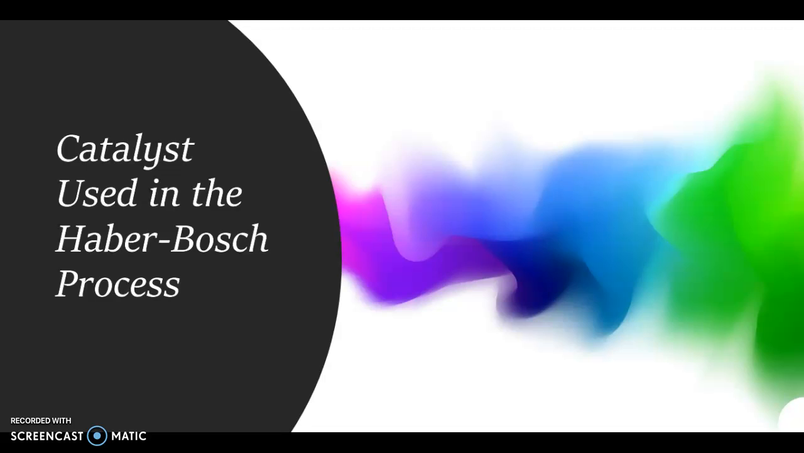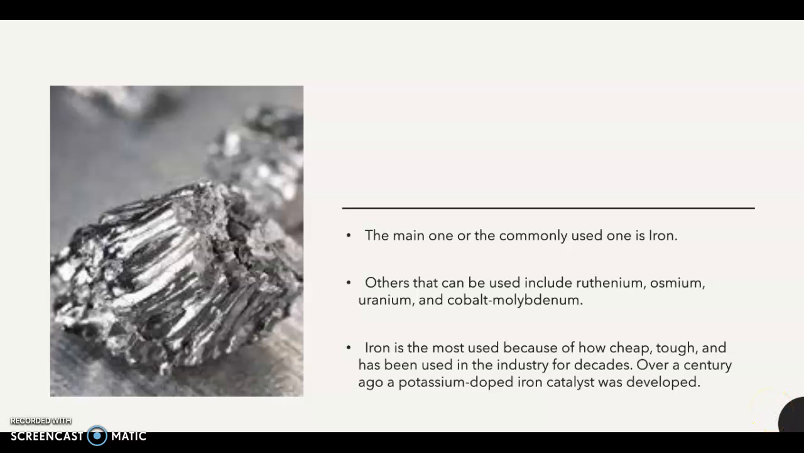Catalysts used in the Haber-Bosch process. So this will go over what types of catalysts are used during this process to create that ammonia. The main, commonly used catalyst is iron. Others that can be used include ruthenium, osmium, uranium, cobalt, and molybdenum. Iron is the most used because of how cheap and tough it is, and it has been used in the industry for decades.